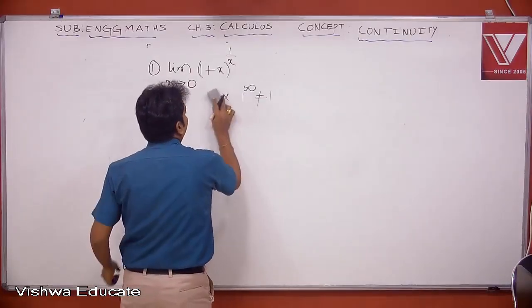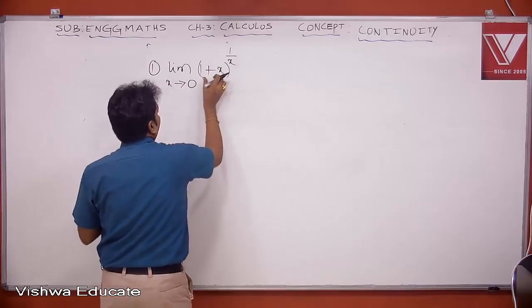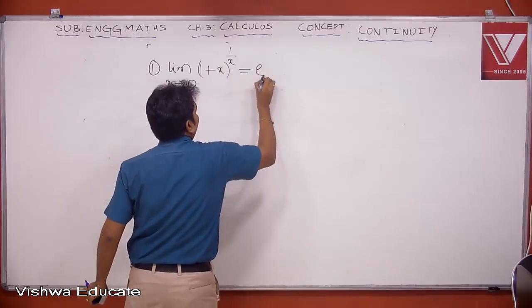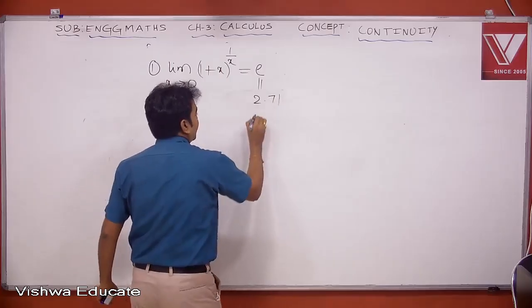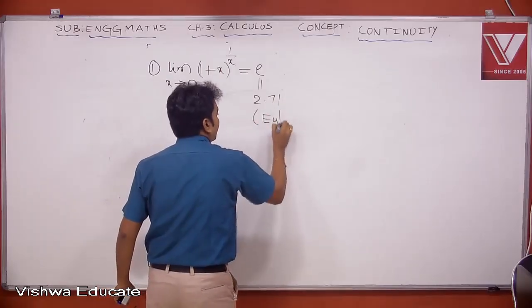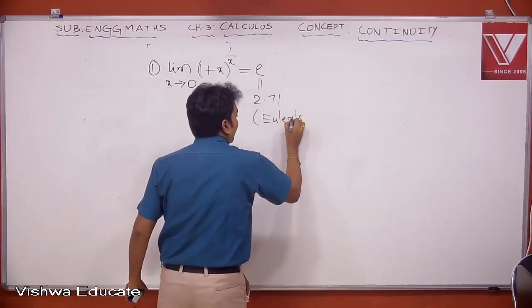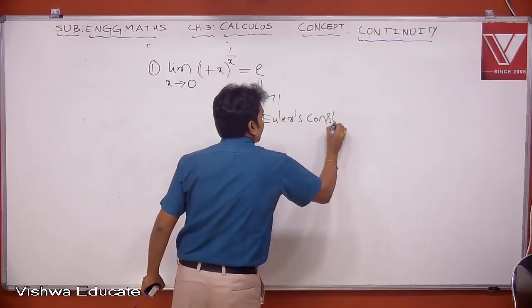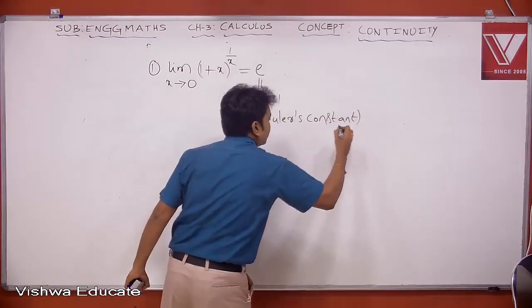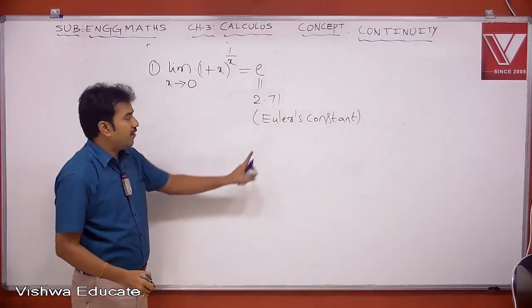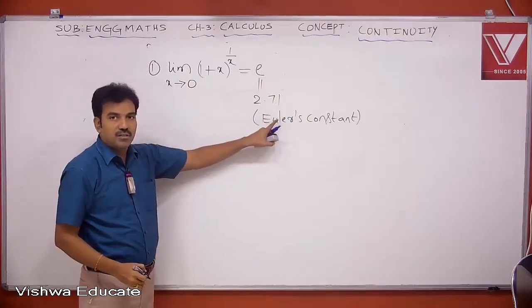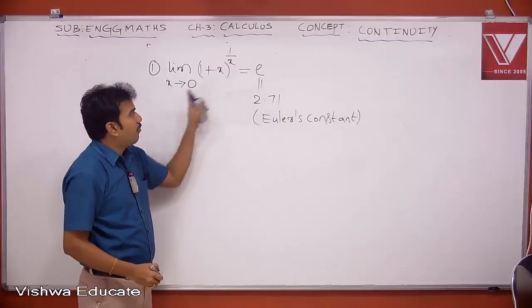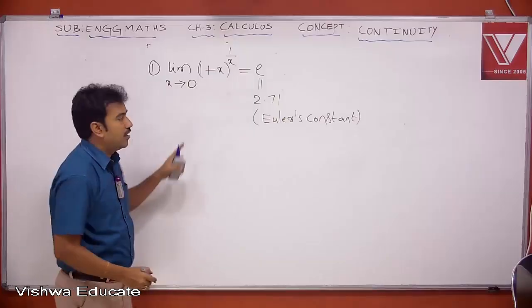So the limit of this function is a constant e. This is nothing but 2.71. It was introduced by a famous mathematician, Euler. So this constant is named Euler's constant, after the famous mathematician Euler, who found out this limit.